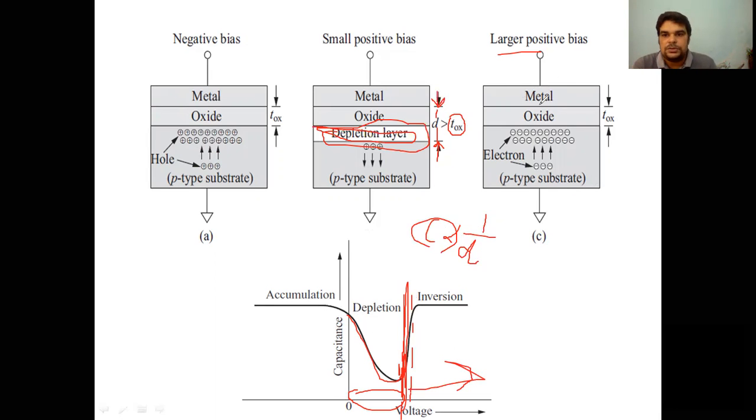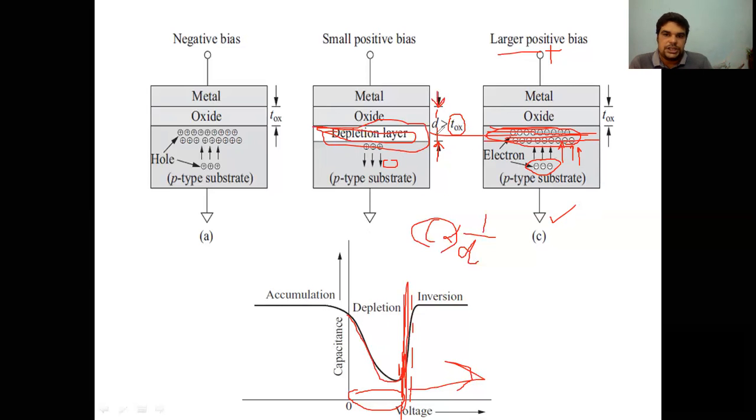Why? Because by applying a large positive potential at the gate terminal, electrons from the substrate will have enough attraction force so that they will come here towards the oxide layer, and electrons will start to fill this region. Okay, so this process is known as the inversion process.